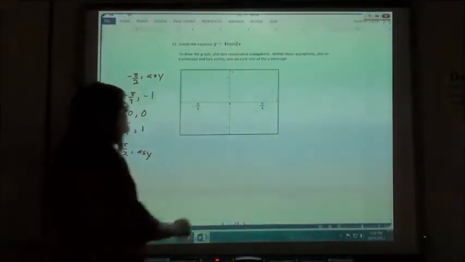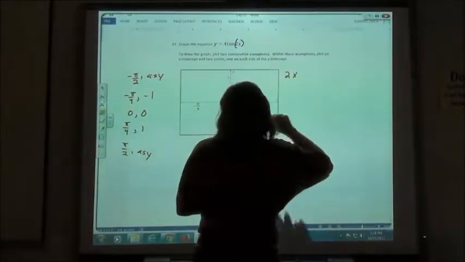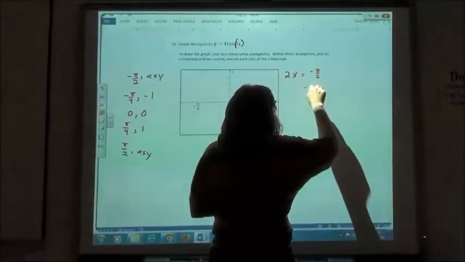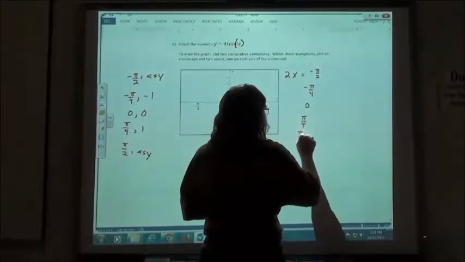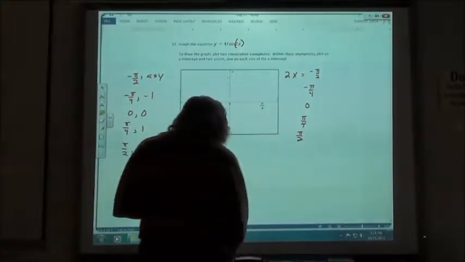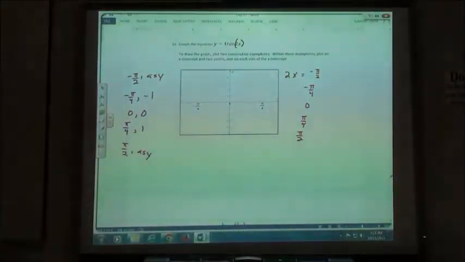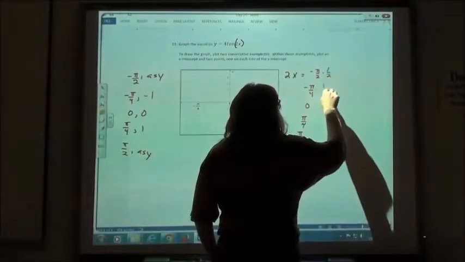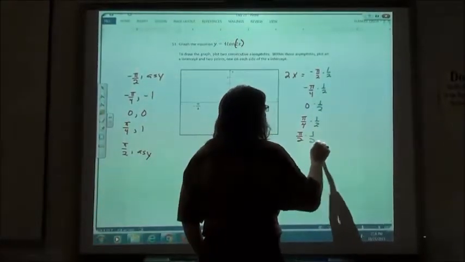So we have 2x, all right? Normally that would be in parentheses, but we don't need it on this one. 2x is set equal to our negative pi over 2, negative pi over 4, 0, pi over 4, and pi over 2. So we want to solve this one for x. If I'm going to solve it for x, I'm dividing by 2. Dividing by 2 is multiplying by 1/2. So I'm going to multiply everything by 1/2. The reciprocal of 2 is 1/2.